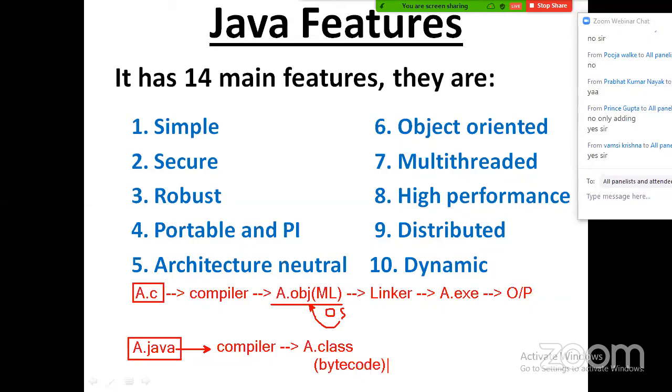It contains one special code called what? Byte code. A .class file doesn't contain machine language code. It contains what? Byte code. Sir, why byte code, sir? Byte code is for achieving platform independency. I will tell you later.